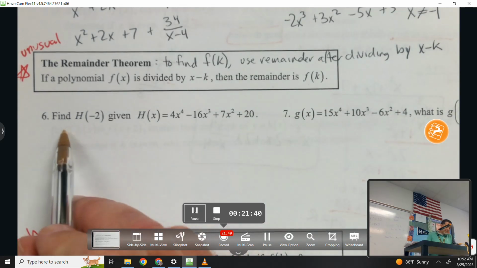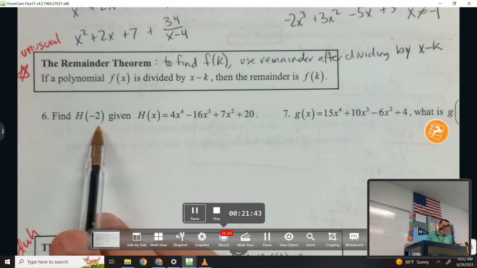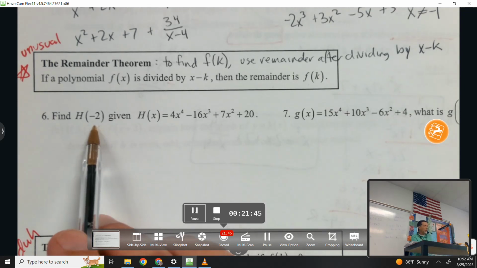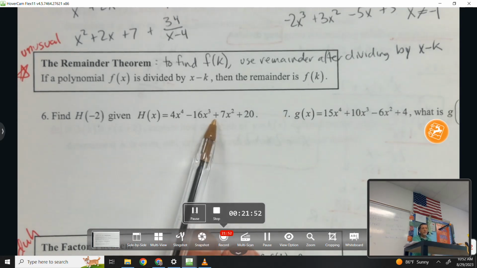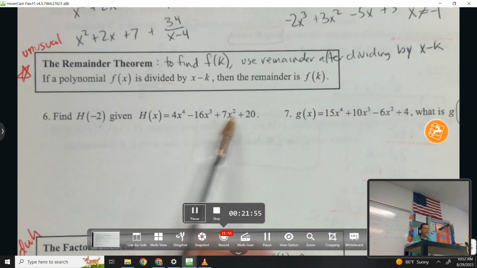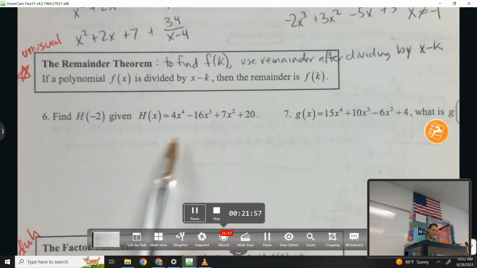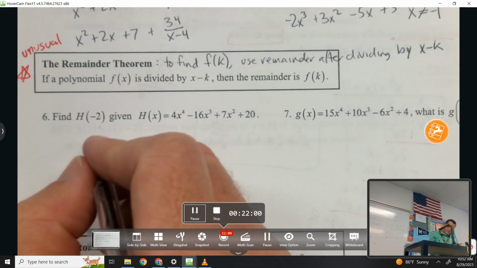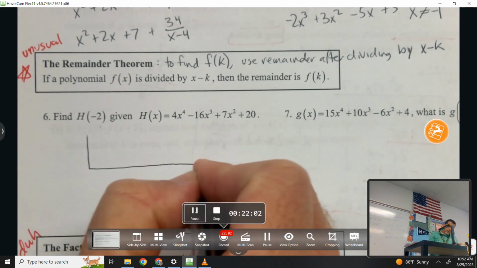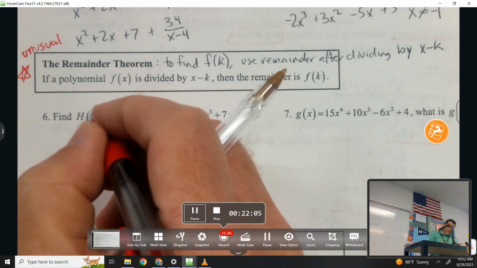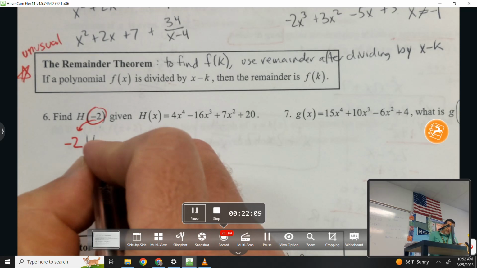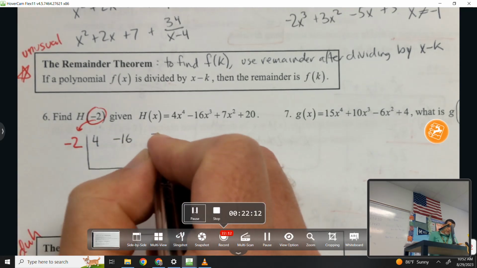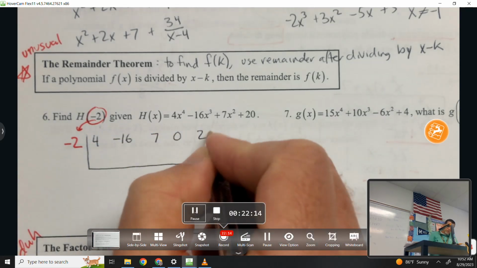Number 6. Find h of negative 2. Okay, so one way to do this, and a wrong way to do it, would be just plug in negative 2. Except that I really don't want a fourth negative 2 and cube negative 2. Squaring wouldn't be bad, and these are big numbers. Like, I don't really want to do this. So let's use the remainder theorem, which says that if I divide with negative 2, maybe a better way to phrase that. Oops, another missing x term, so be careful.